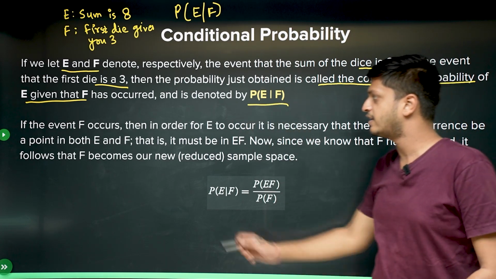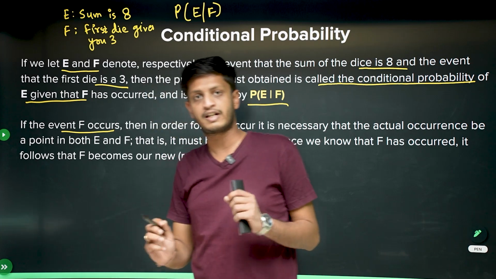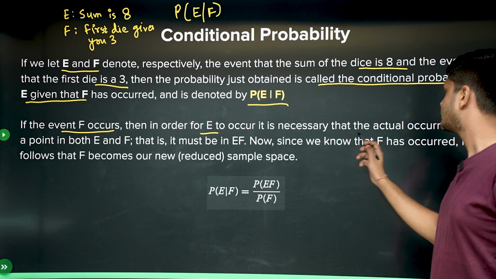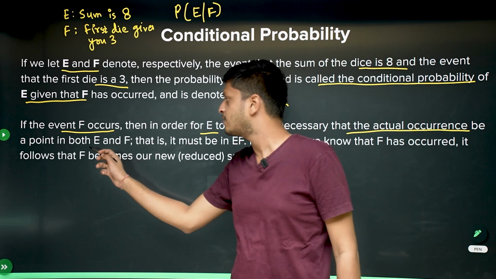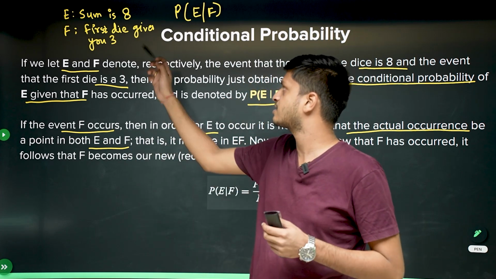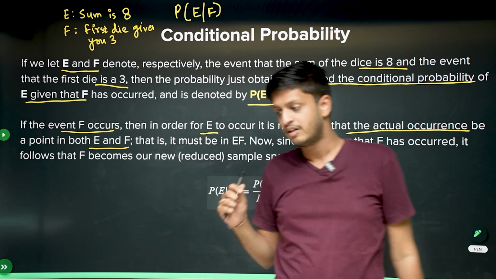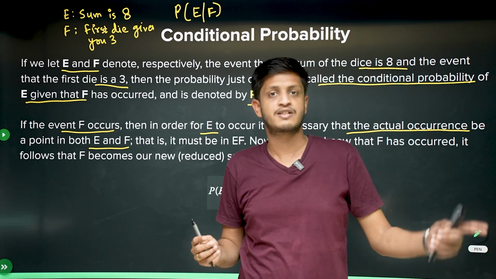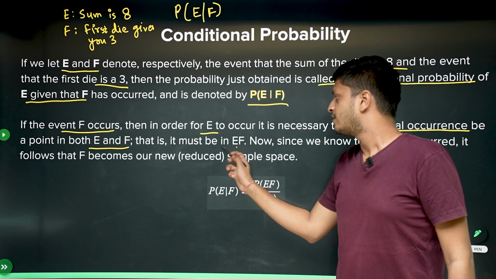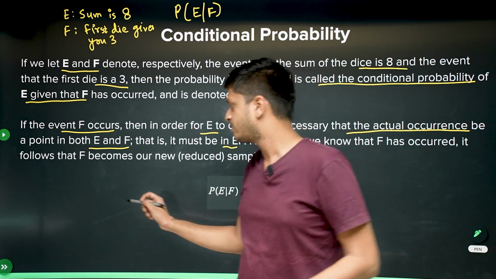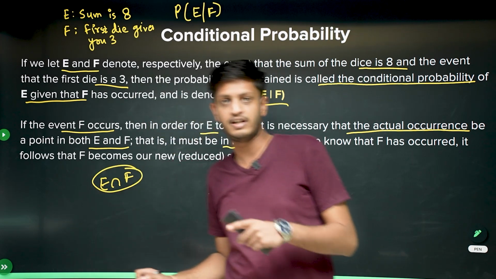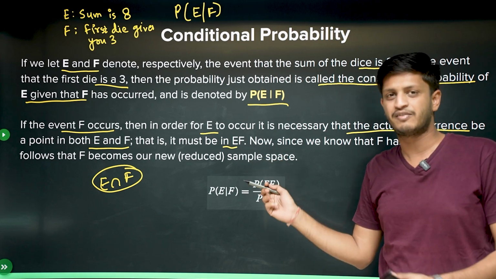So if the event F occurs, it is sure that F has occurred. Then in order for E to occur, it is necessary that the actual occurrence be a point in both E and F. Firstly, there should be some intersection in E and F. The element (3, 5) was an intersection. Otherwise, if F happened and there was no intersection with E, then the probability will be 0. We know that this intersection is called E intersection F. All the elements which are both in E and F, this is called E intersection F, or you can call it EF as well.